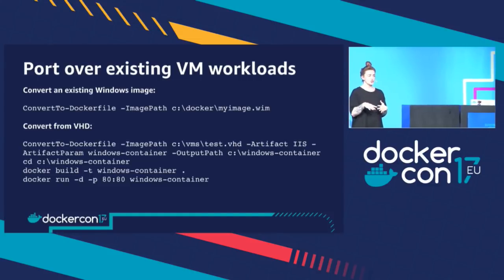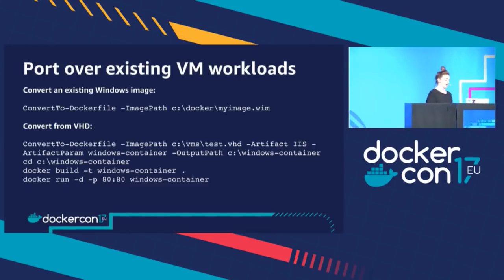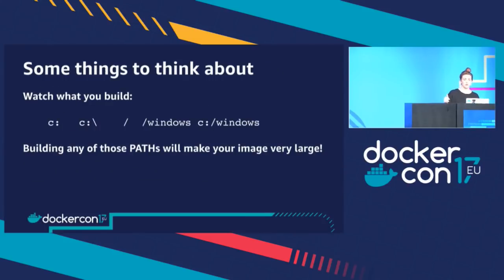Actually, it's on YouTube. Elton had a great session on this at the April DockerCon, so go look for that. But you can convert your existing Windows images, and you can run them in Docker just like you can anything else. So I can run convert to Dockerfile, and then you'll see that my last two commands, Docker build and Docker run, are exactly the same as they would be for a more traditional Linux container. It came from Windows, but I can run it exactly the same.